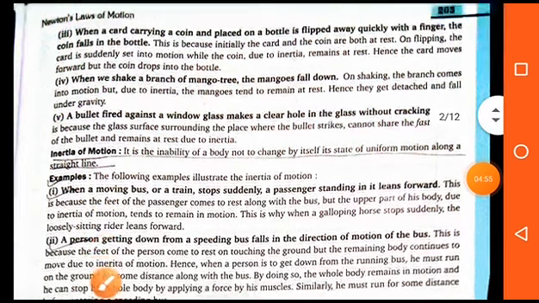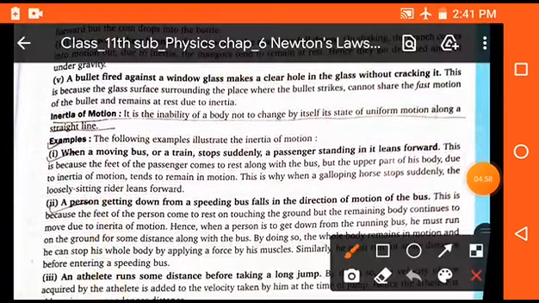Okay students, now we will discuss some examples of inertia of motion. It is the inability of a body to change by itself its state of uniform motion along a straight line until and unless an external force is applied on that object. So here, examples are: when a moving bus or train stops suddenly, the passenger standing in it leans forward.